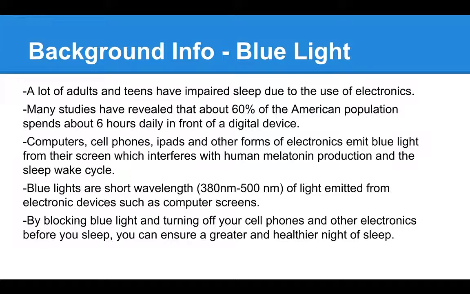Blue light, which is emitted from the screen, is short wavelengths of light that span about 380 nanometers to 500 nanometers, and it's emitted from electronic devices such as computer screens. By blocking blue light and turning off your cell phones and other electronics before you sleep, you can ensure a greater and healthier night of sleep, and this includes 1 hour or 2 hours before you sleep.